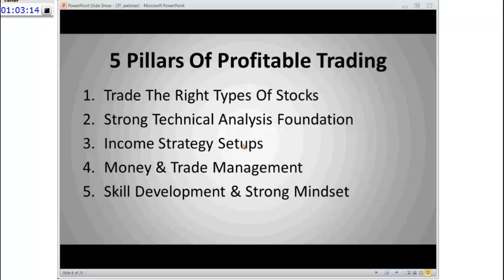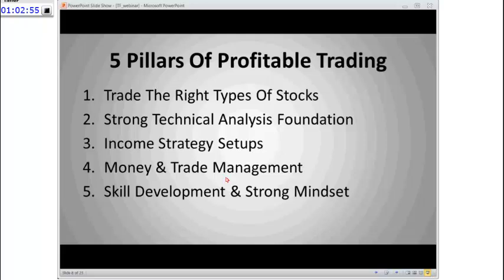And then number 4 is money and trade management, which I think is probably one of the most misunderstood parts of trading. And I could talk about that, I know this is a 24-hour trade-a-thon. I could talk about trade and money management for 24 hours straight, but I'm going to try to get through a lot of stuff really quickly here.